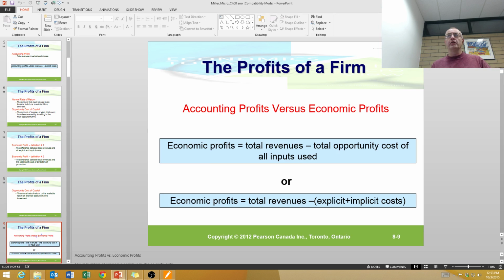Okay. So here's our formulas once again for economic profit. We have two versions of the formula. Economic profits equals total revenues minus the opportunity cost of all inputs. Alternatively, we can define economic profits as total revenues minus all costs, whether they're implicit or explicit. And there's even a third version: economic profits equals accounting profits minus opportunity costs, minus implicit costs.